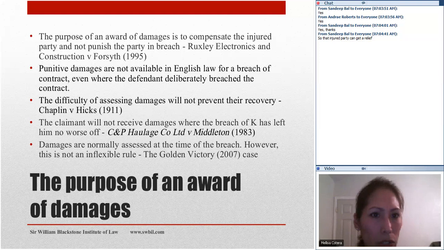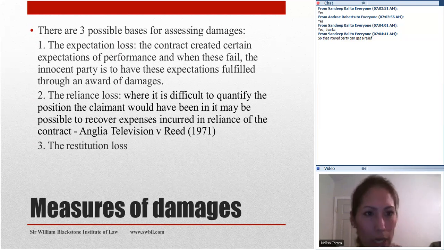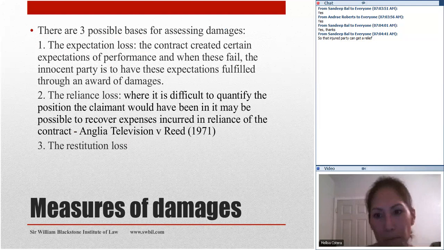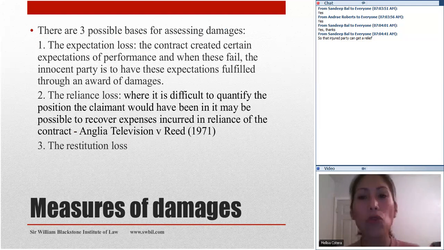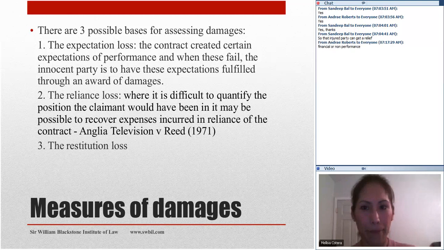How do we measure damages? Okay. How is the claimant's loss to be measured? How do we assess damages? Okay, financial or non-performance. What do you mean by financial or non-performance in there?